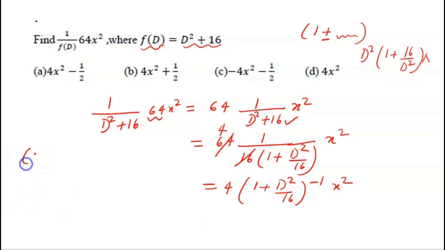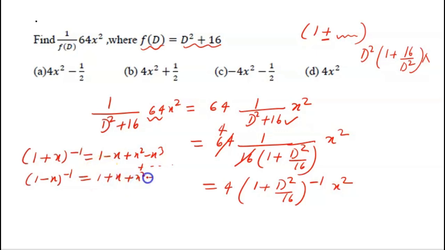And there is a popular result, I hope by now you are clear about. I am writing for your convenience. The result is that 1 plus x to the power minus 1 is 1 minus x plus x square minus x cube and up to infinity. And we have a similar result. I am writing for your reference that 1 minus x to the power minus 1 is 1 plus x plus x square plus x cube and so on. So did you notice the difference? When you have plus, the signs are changing alternately, plus and then minus. And when it is minus, then every term is positive. So what will I get here? I will get 4. It is plus, so I will write 1 minus d square by 16.